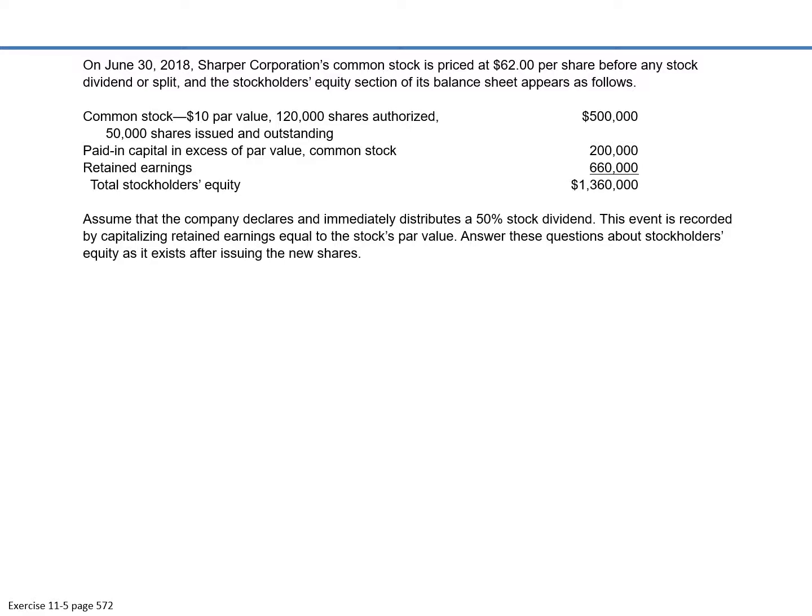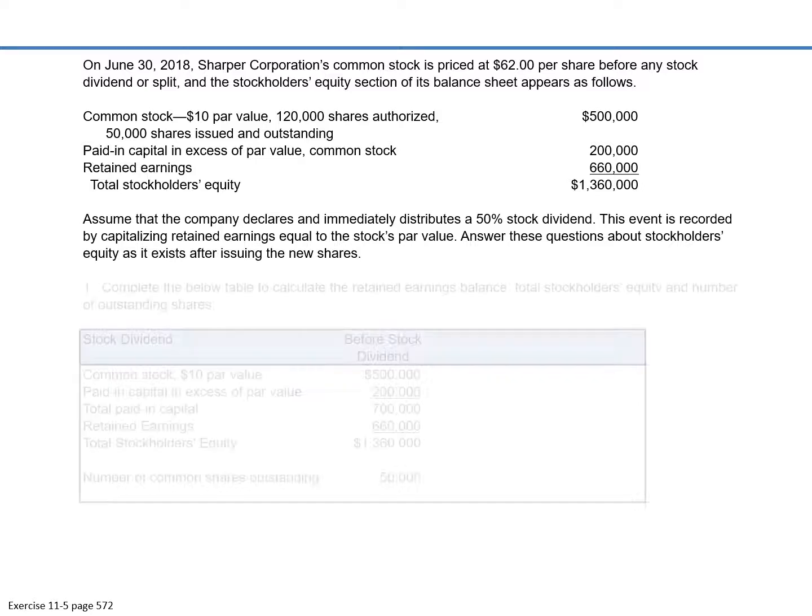Exercise 11.5. So on June 30th, Sharper Corporation's common stock is priced at $62 per share before any stock dividend or split, and the stockholders' equity section of its balance sheet appears as follows. So assume the company declares and immediately distributes a 50% stock dividend. The event is recorded by capitalizing retained earnings equal to the stock's par value. Answer these questions about the stockholders' equity as it exists after issuing the new shares.